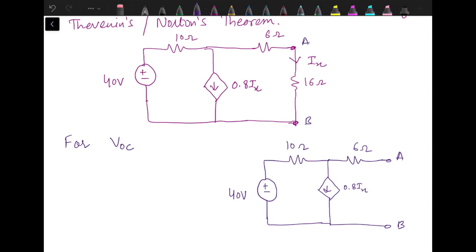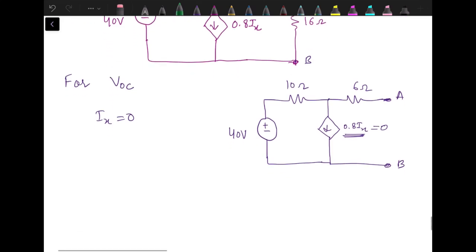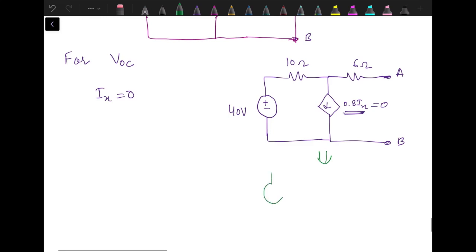So the current Ix which was flowing from A to B is actually 0 in this case, because these terminals are now open. When Ix is 0, this current source is also 0, which means we don't have this current source in the circuit. So this circuit is now simplified to the circuit with 10 ohm, 6 ohm, and here we have A and B.